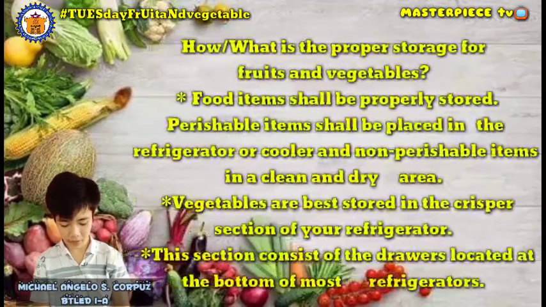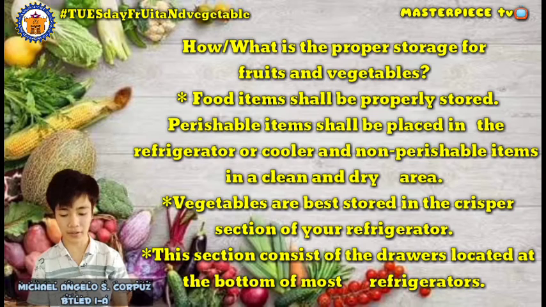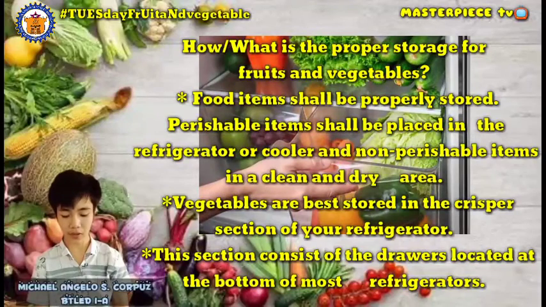How is the proper storage for fruits and vegetables? Food items shall be properly stored, so it is a must. Perishable items shall be placed in the refrigerator or cooler, and non-perishable food items in a clean and dry area. How is that? Vegetables are best stored in the crisper section of your refrigerator. What is a crisper? This section consists of drawers located at the bottom of most refrigerators.